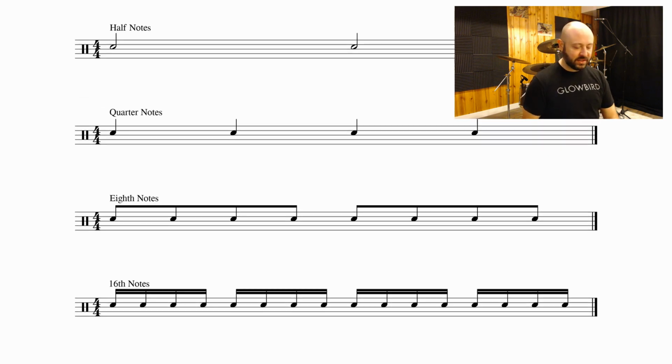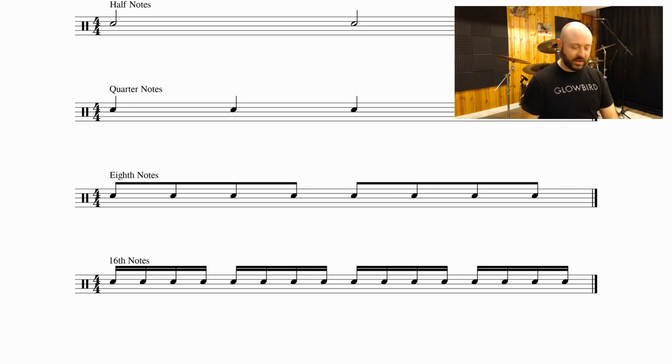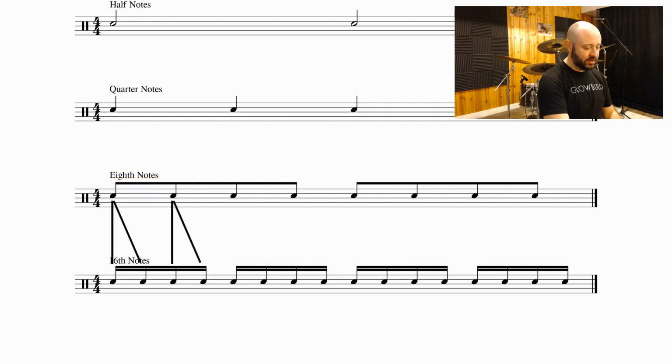Now we're going to talk about 16th notes, and as you could already see on my chart here, 16th notes take the eighth notes and split those in half. So we have 2 eighth notes here. They split into 4 16th notes. So this eighth note becomes 2 16ths. This eighth note becomes 2 16ths.